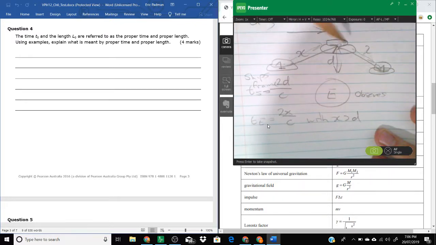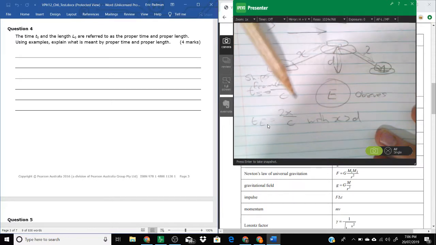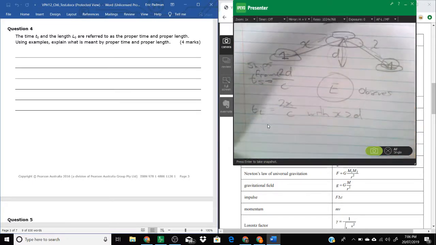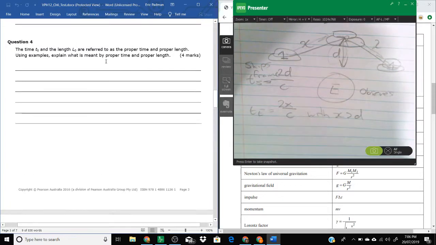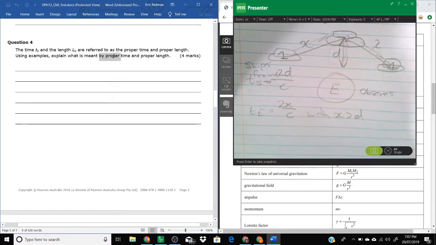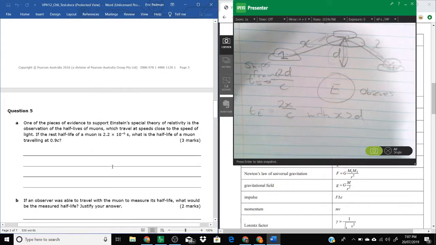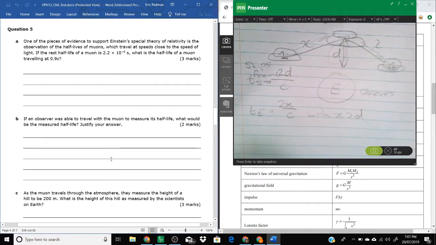So the spacecraft, being in the same reference frame as each other, could measure their distance apart. They're moving together with the same velocity, so their proper length would be d. And proper time is essentially the signal between the two of them being sent back and forth. So when it's proper, it's within the same reference frame, inertial reference frame, I should say.